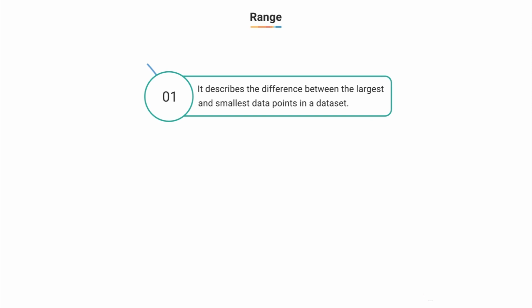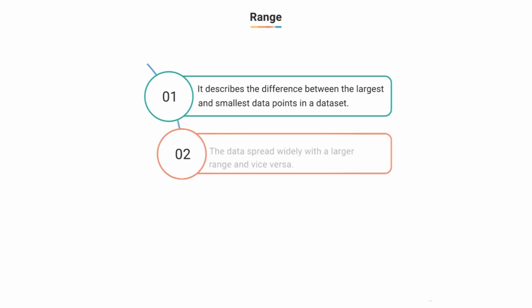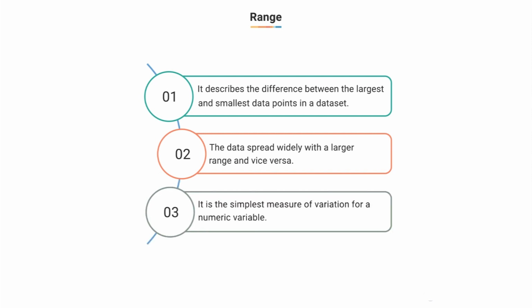We'll start with the measure of range. Range describes the difference between the largest and smallest data point in our dataset. The bigger the range, the more the spread of data, and vice versa. A simple measure of variation is the simplest descriptive measure of variation for a numerical variable. The formula of range is quite simple. It is range equal to largest value minus smallest value in the sample.